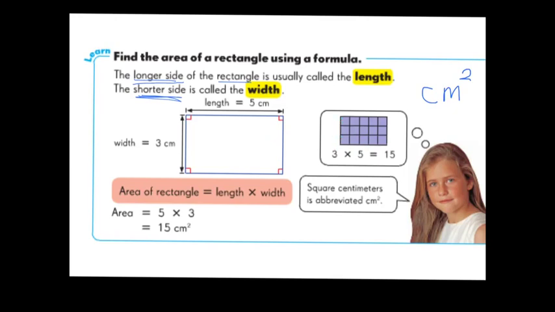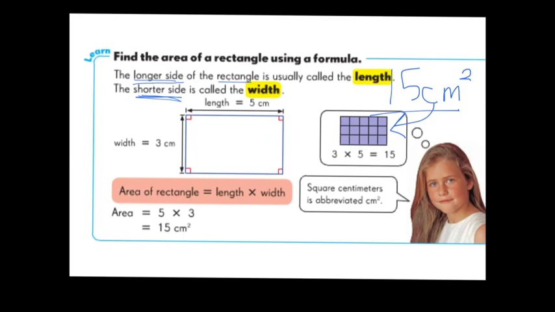We count up each little square. Each square is worth 1 centimeter by 1 centimeter. So this is a 1 centimeter square. It's 1 square centimeter. So we have 1 square centimeter, 2 square centimeters, 3 square centimeters, for a total of 15 square centimeters. We can count them all up. 1, 2, 3, 4, 5, 6, 7, 8, 9, 10, 11, 12, 13, 14, 15 centimeters squared.